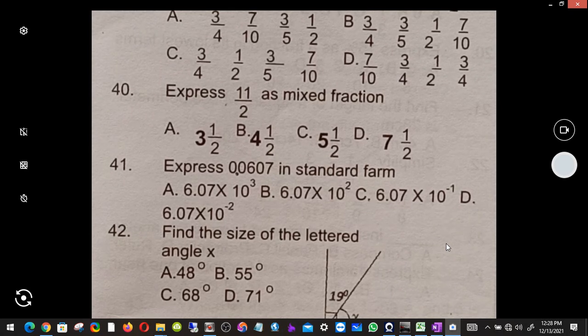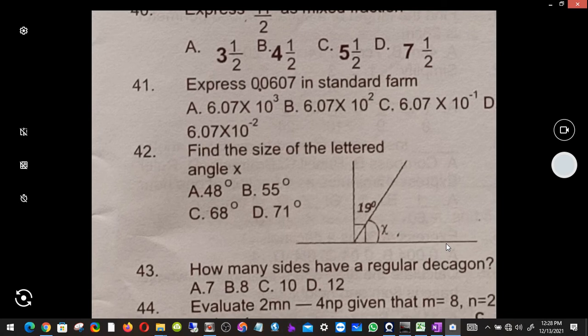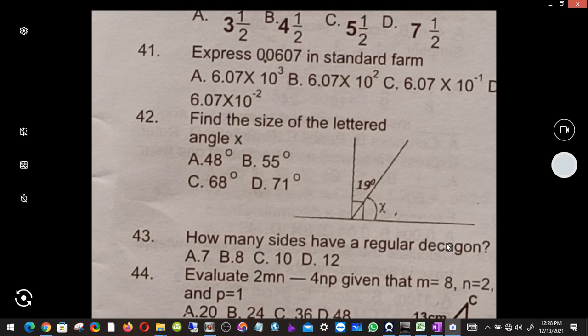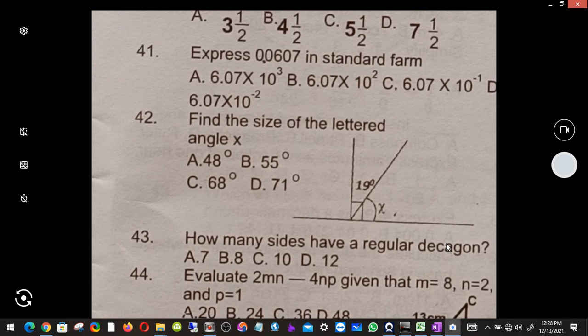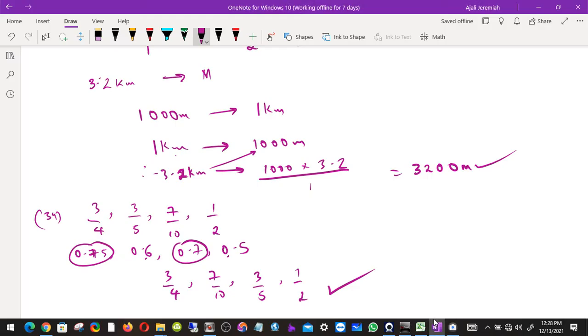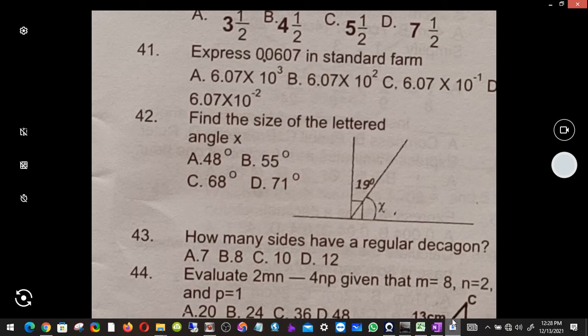Number 42. Find the size of the angle X. This full angle, the sum of the two of them is 90 degrees. Can you see that? It's a right angle, 90 degrees. So 19 plus S is 90 degrees. So if 19 plus S is 90 degrees, we can get S. S becomes 90 minus 19. So S becomes 71 degrees.